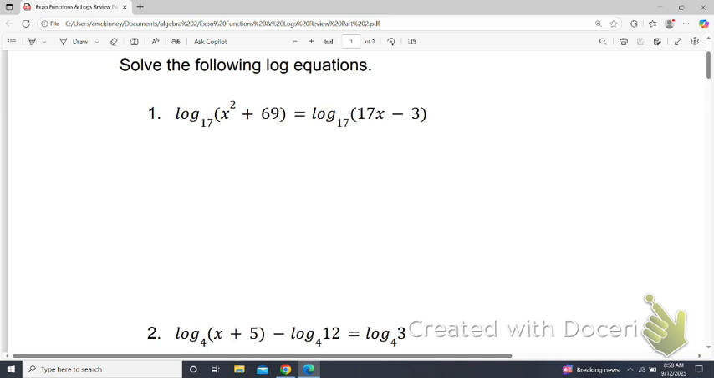So we're going to get into a lot of applications in this review and solving log equations. So initially, if you have a log on both sides and they have the same base, which ours will, then we can drop the logs and then solve the equation that results.